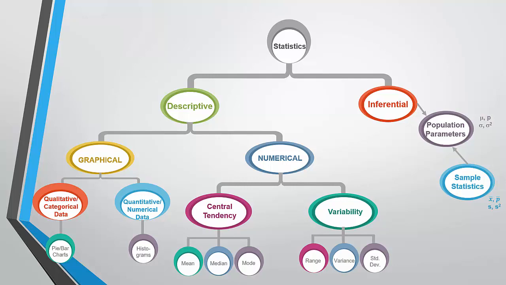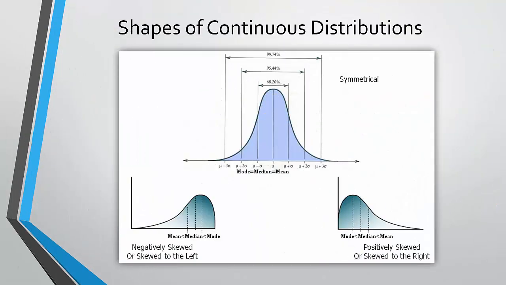And these include, but are not limited to, X bar for average, P bar for proportion, S for standard deviation, and S squared for variance. Let's take a closer look at popular continuous probability distributions in business. The shapes of these distributions are determined by both the central tendency measures, such as mean, median, and mode, and the variability measures, such as the standard deviation.